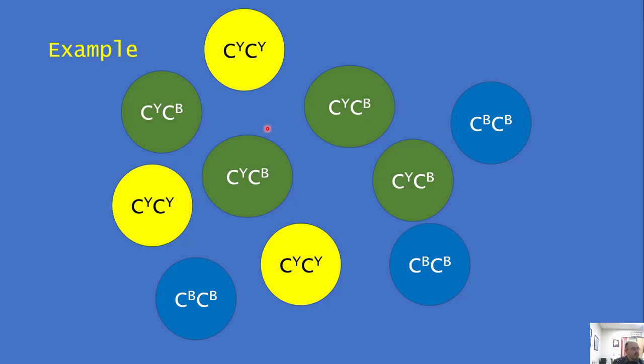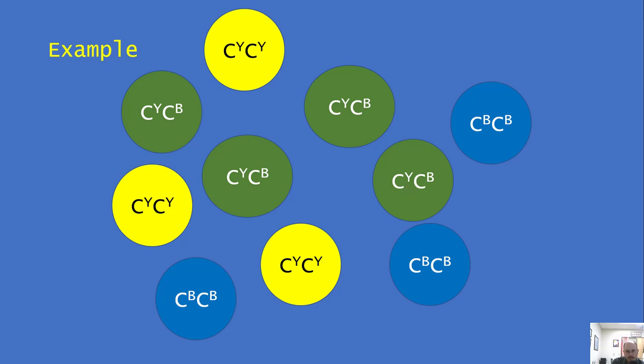So if we look at this population, we can see that there's 1, 2, 3, 4, 5, 6 yellow alleles in the yellow organisms. All right, there's 6 of them there. And there's also 1, 2, 3, 4 yellow alleles in the green organisms. So that means out of the 20 total alleles, 10 of them are yellow. Well, 10 out of 20 is 50%. So we have an allele frequency for yellow of 0.5. And also, if you do the same thing for the blue allele, you also get a frequency of 0.5.